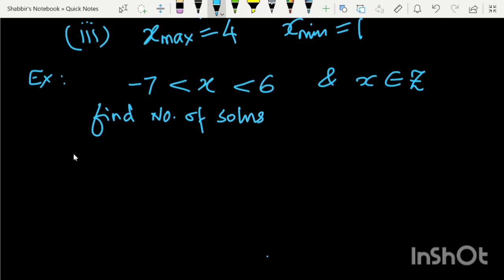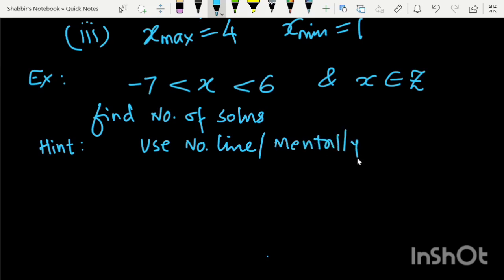Okay, so think about this. The hint would be: draw the number line and count, or else directly you can count if you can. Okay, it won't be that tough. So that is the hint. Use the number line or calculate it mentally. Okay, now we will move on to the solution.